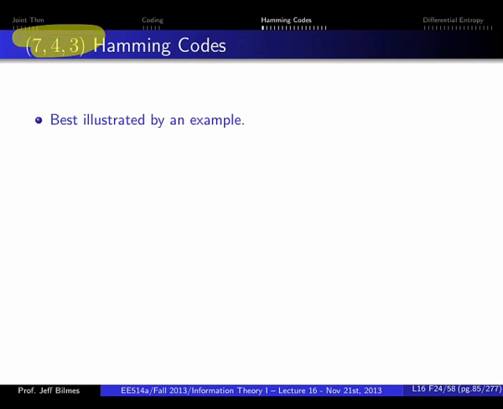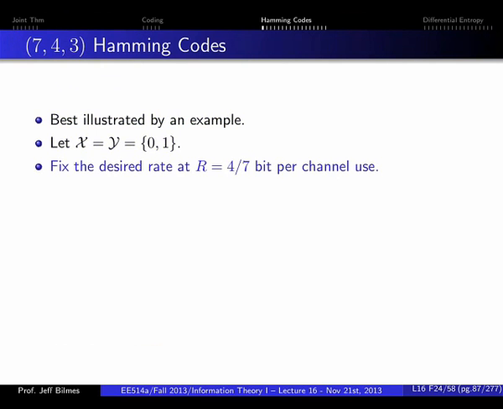Hamming codes are indicated by three numbers, 7-4-3 in this case. 7 is the code word length. 4 is the number of information bits of the real signal. And 3 is the number of redundancy bits that are added per code word. That basically means that in a 7-4-3 code, you can communicate any one of 16 messages. Again, the alphabets are binary. Since there are 4 information bits and 3 redundancy bits, the rate of the code is 4 over 7. That's the number of bits per channel use.